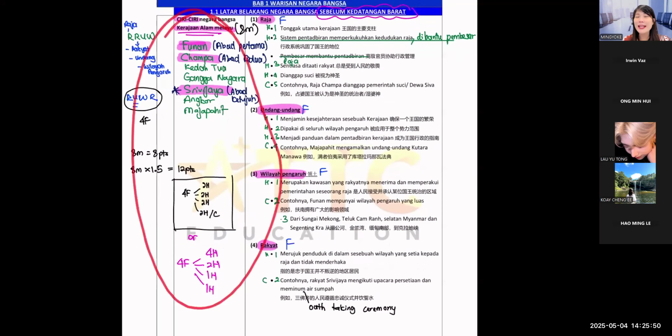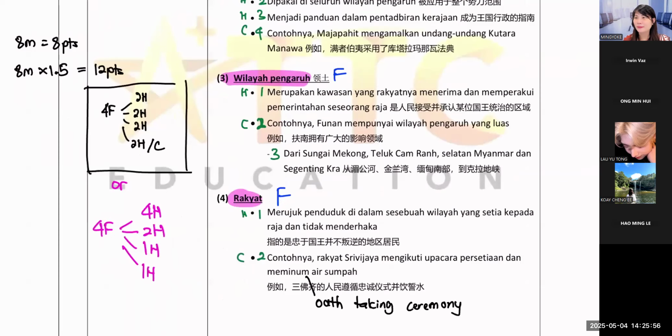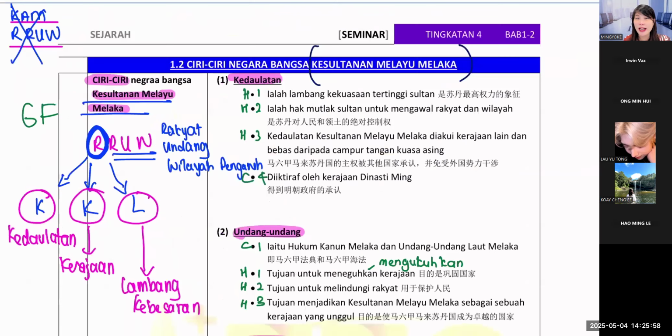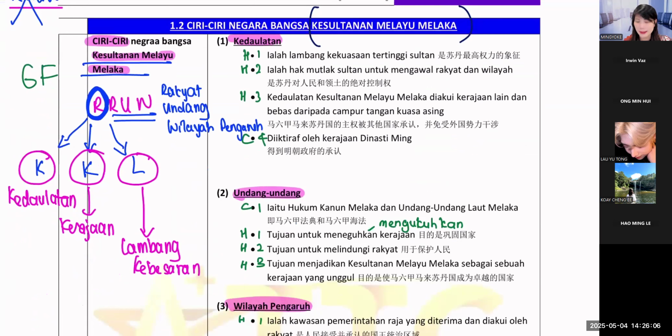Now, so under this case, this is our ciri-ciri negara bangsa Kerajaan Alam Melayu. Okay? Now, after the ciri-ciri Kerajaan Alam Melayu, guys, we know more Kerajaan Alam Melayu, we go to Kesultanan Melayu Melaka. Go to page 3. Guys, Kesultanan Melayu Melaka is that your ara or your what? Your ara or your ra.